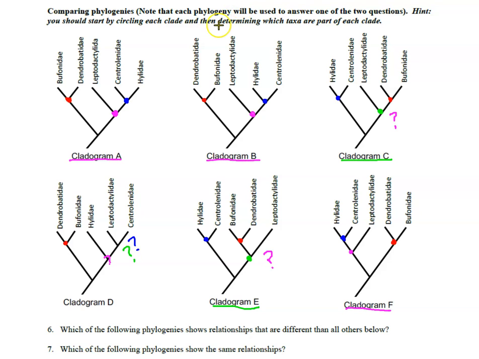And then cladogram D is all by itself. That one's not like the others at all. So if you are answering these questions below, which of the following phylogenies shows relationships that are different than all the others below? Well, that would be D. And then which phylogenies show the same relationships? A, B, and F show the same relationships, just twisted and turned the branches a little bit differently. And E and C share those same relationships, again, just twisted a little bit differently.